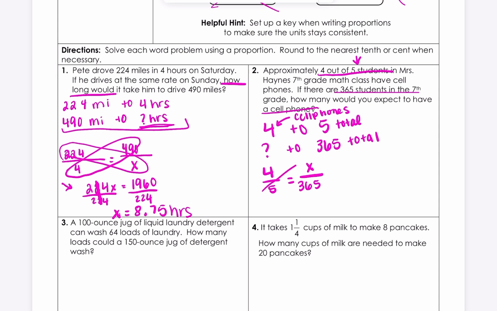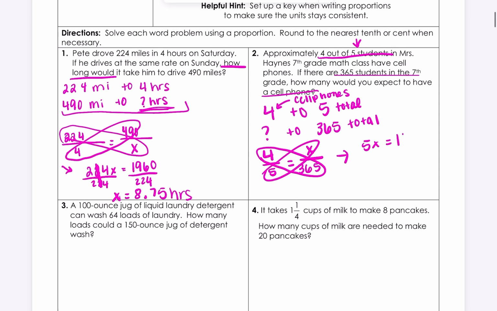So I multiply my 5 times the X. And in reality, guys, you guys can go ahead and multiply whatever you want first. So if you wanted to multiply the 4 times the 365, that's completely fine. I just like putting X first, so I just multiplied the 5 times the X first. And now I have 4 times 365. 4 times 365 gives you 1,460.